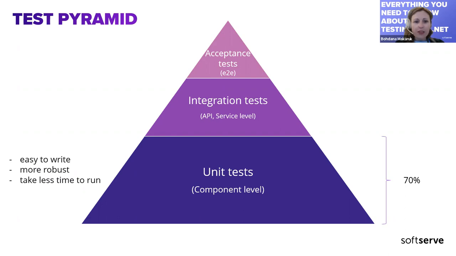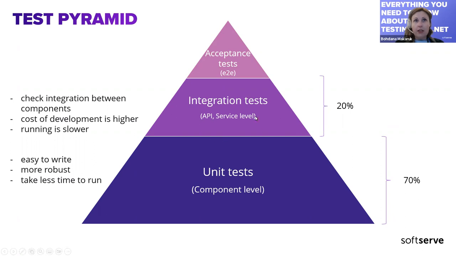So usually they are fast to run and more robust, and they are easy to write. That's why we can have a lot of unit tests, and the recommended amount is 70% of all automation tests to be unit tests. The next stage is integration tests.